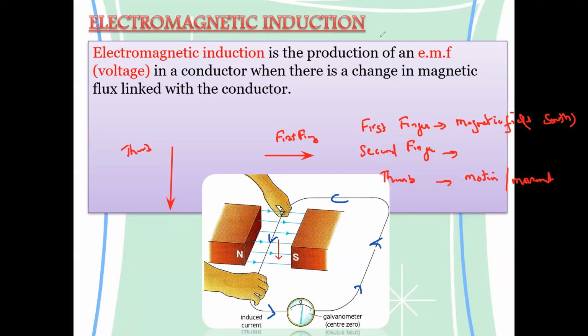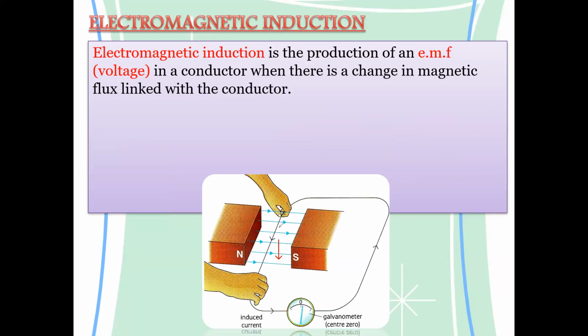But if we change the direction of the motion of the wire, like in the first case the wire was moving downward, now we are moving the wire upward. So if we change the direction of the motion, what will happen? If the wire is moving up, again the rule remains the same, but only the directions will be different.